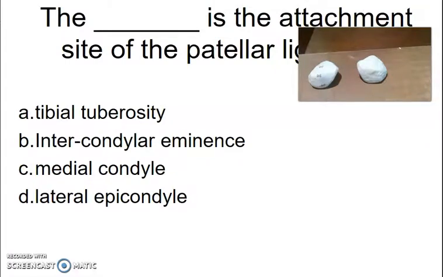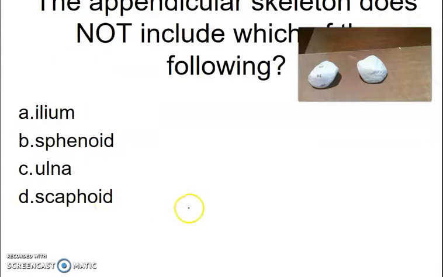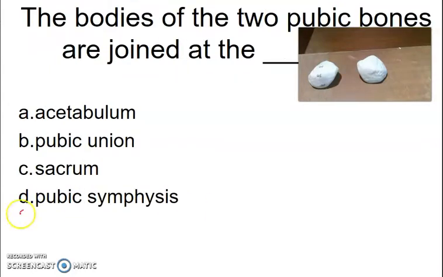The blank is the attachment site of the patellar ligament. Just kidding. That's why I should probably pause this before going to the next question. The bodies of the two pubic bones are joined at the, do you remember what I said? Pubic symphysis. So that's an important joint that we will talk about when we get to the joint chapter.